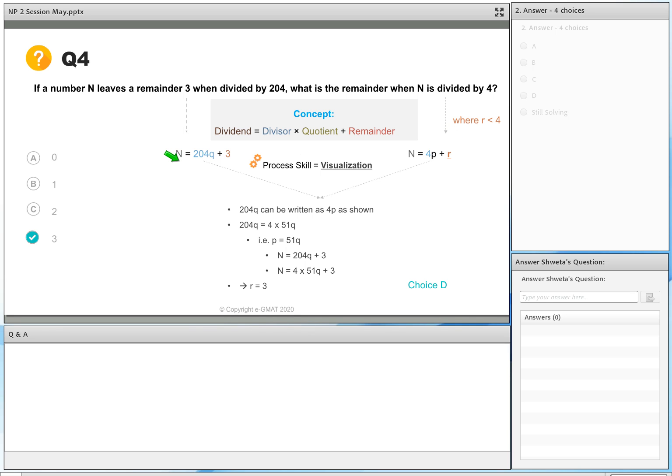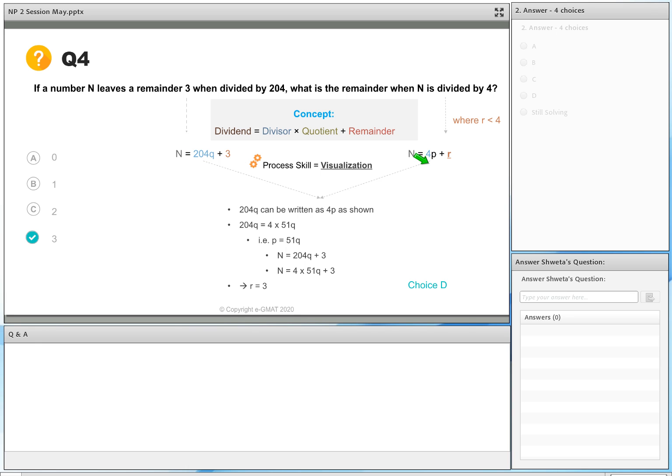Now, this is the given information: n equals 204q plus 3. This is what I want. So from what is given, I want to go to what I want. What I really have to do is change this 204 somehow into a 4.